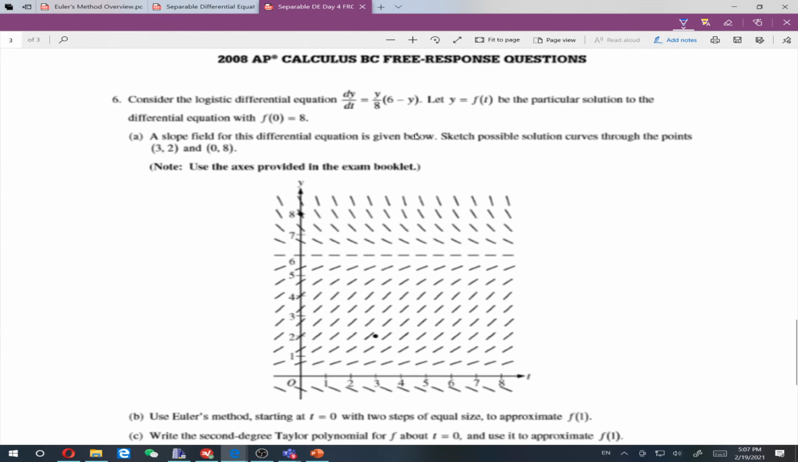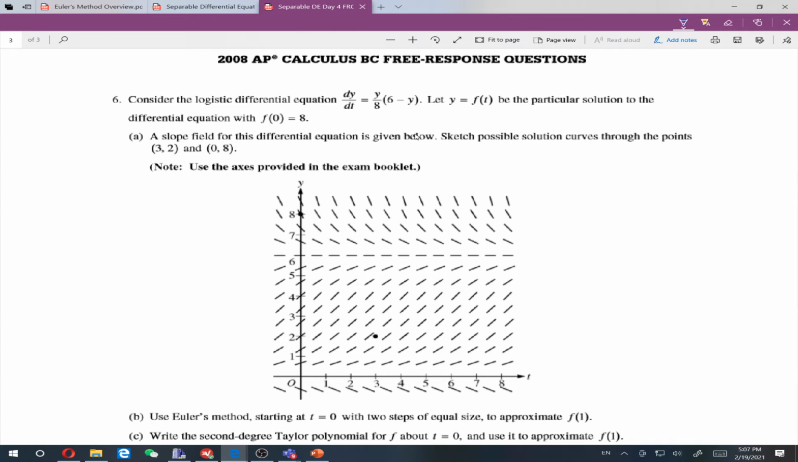So here I've got a logistic equation. dy over dt equals y over 8 times 6 minus y. y equals f of t is the particular solution to this differential equation. When t is 0, y is 8. For the first part, the slope field of the differential equation is given below. They want us to sketch the possible solution curves that go through the point (3, 2), and then a separate curve for the one that goes through the point (0, 8).